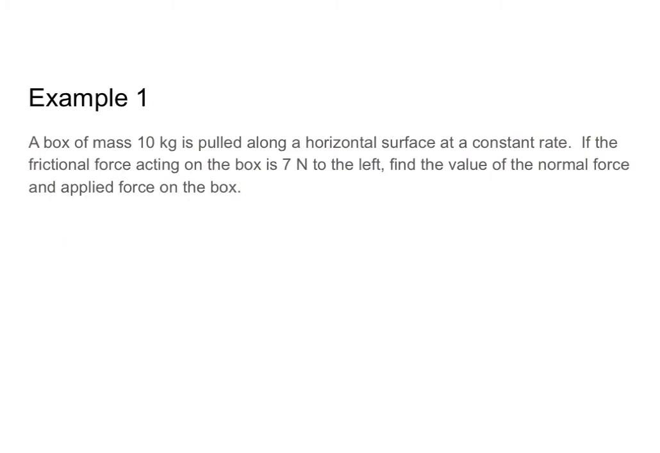So now let's do a nice, easy example. A box of mass 10 kilograms is pulled along a horizontal surface at a constant rate. If the frictional force acting on the box is 7 newtons to the left, find the value of the normal force and applied force on the box. So I'm going to start by drawing a picture of what's going on.